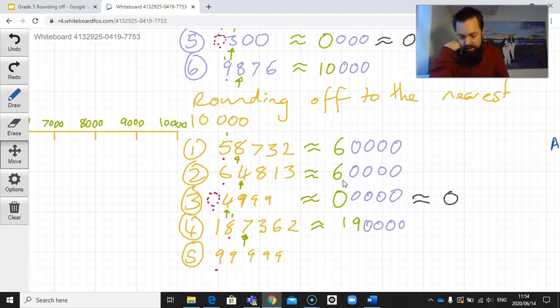And my final one for today, 9 is going to carry over there. That makes 10, so it'll carry over to there, which means that my final answer is 100,000. So 99,999 rounds off to 100,000.